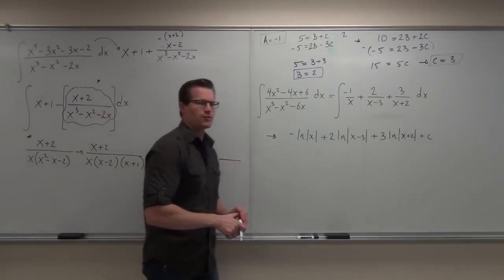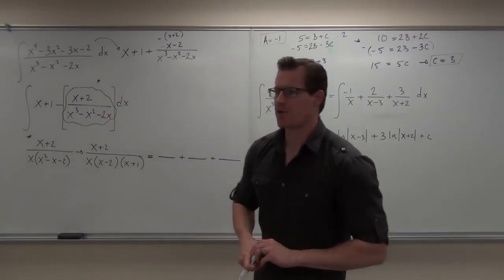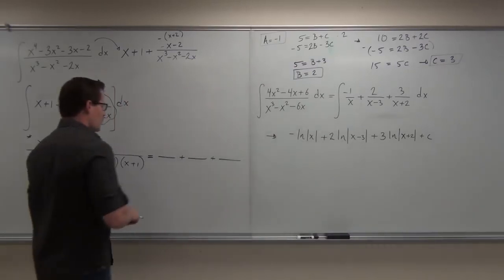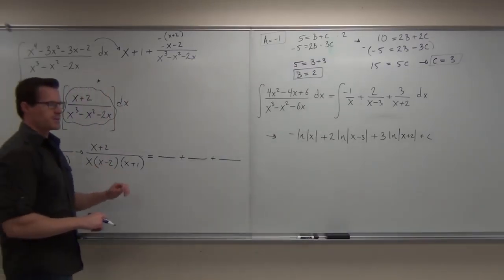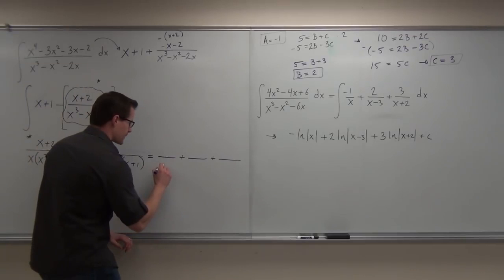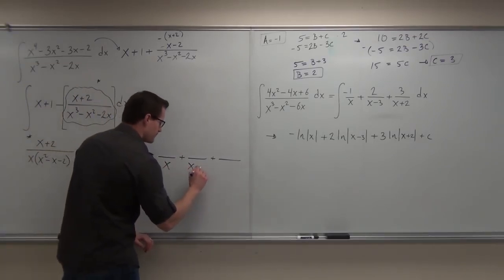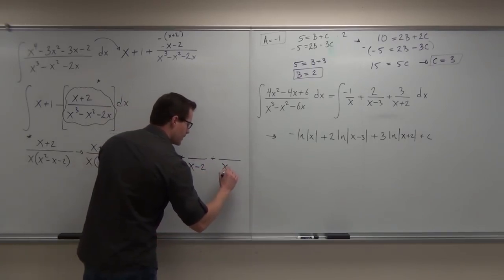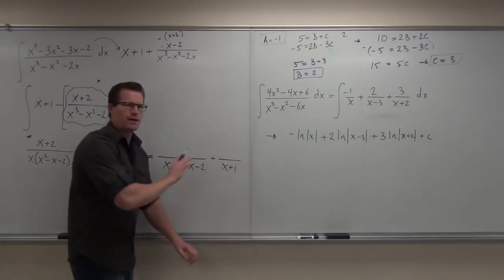However many different linear factors you have, that is how many different fractions you end up getting. What's going to be our first denominator, please? X. And then? X minus 2. And then? X plus 1.